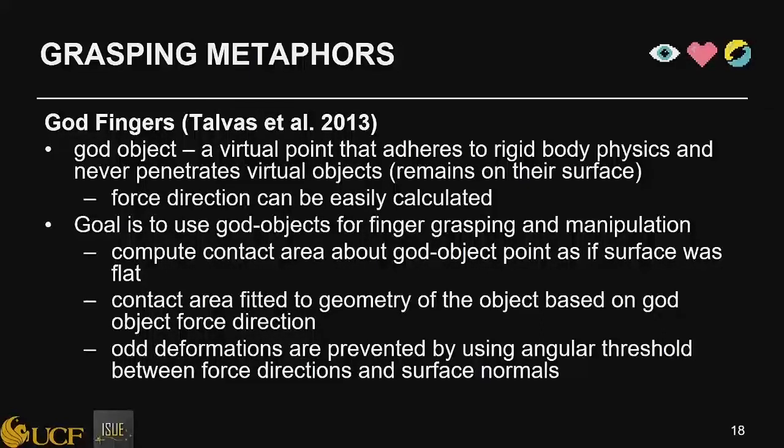And with that constraint, then you can very easily calculate a force direction. Okay, and if you know the force direction, well, then we can do things like compare forces and use force equations to help determine whether or not you're selecting an object and you're grabbing it. So the goal then is to use the God objects for finger grasping and manipulation. And you compute the contact area about the God object, not the God object itself, but surrounding it, all right, as if the surface was flat. And then the contact area basically is fitted to the geometry of the object based on the force direction, okay?